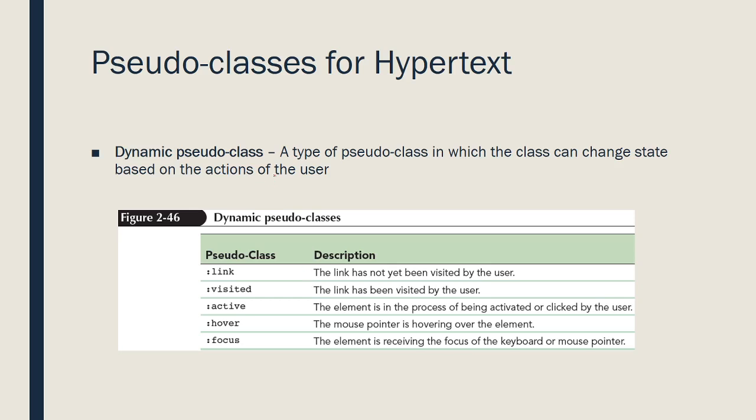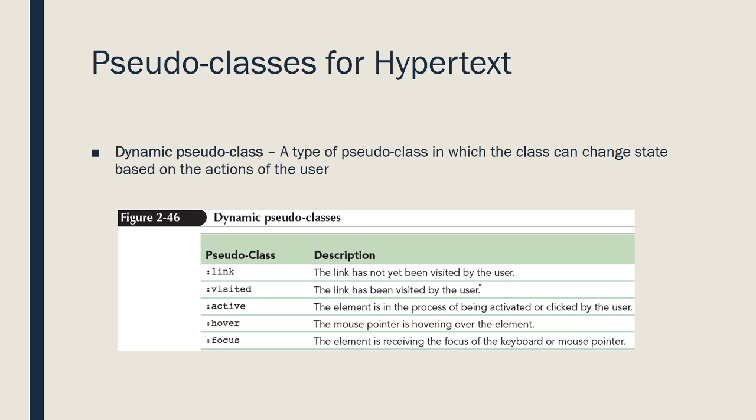So here, the dynamic pseudo class is a type of pseudo class in which the class can change state based on actions of the user. For example, we have the pseudo classes link, visited, active, hover, and focus. These are the pseudo classes that can be applied to the links. The link pseudo class is applied to a link that has not been visited yet by the user. The pseudo class visited is the link that has been visited by the user.